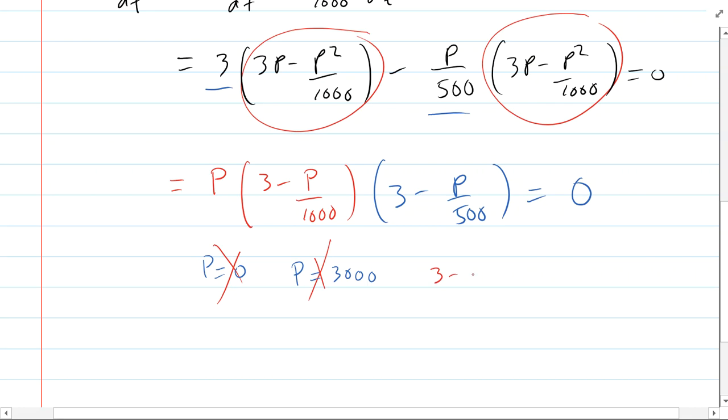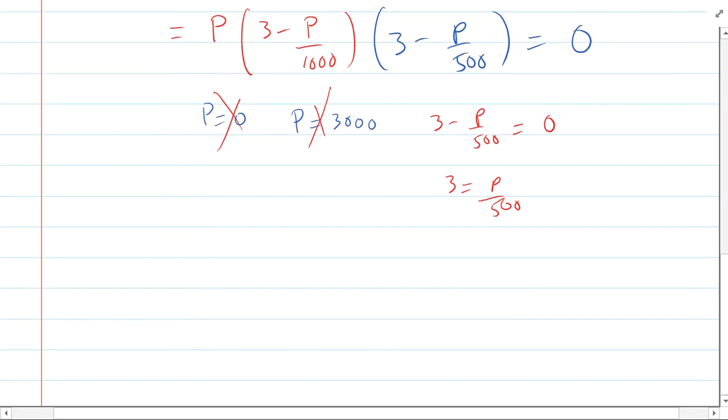We should go 3 minus p over 500 equals 0. That means 3 is equal to p over 500, which means that p is equal to 3 times 500, which equals 1,500. Did you know that was half of the carrying capacity? Let me give you a hint. It's always like that. Is it always half? It's always. Always.